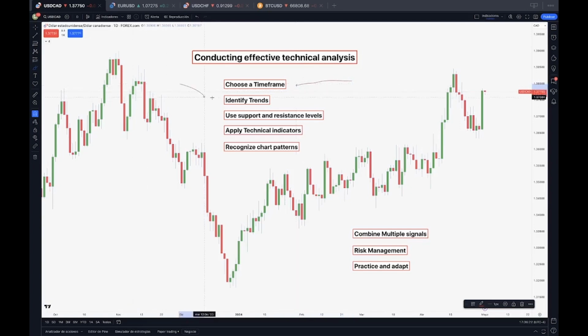Then you have to identify the trends. Look for patterns in price movements such as uptrends, downtrends, or sideways trends. Use trend lines as well to connect higher highs in uptrends or lower lows in downtrends.